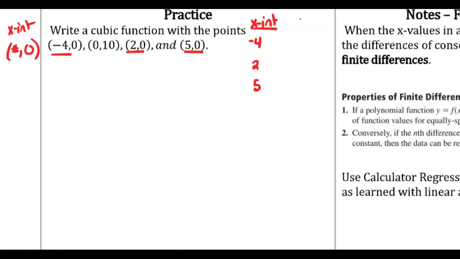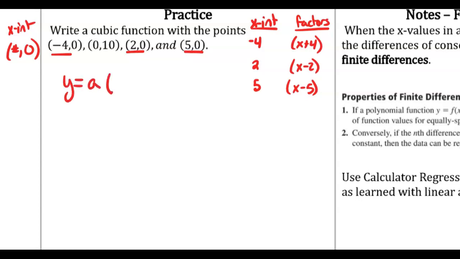Okay, so remember the x-intercepts give you these factors. -4 gives you x plus 4. 2 gives you x minus 2. 5 gives you x minus 5. And there could be 2 factors, 3 factors, 4 factors. We just don't know. So here's your equation right now. y equals a times x plus 4, x minus 2 times x minus 5.